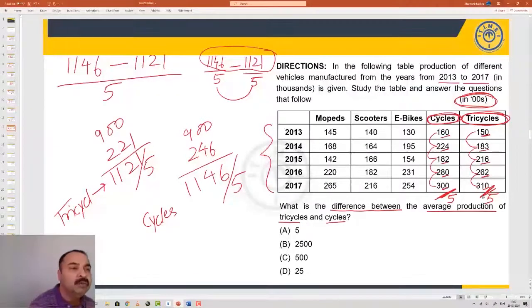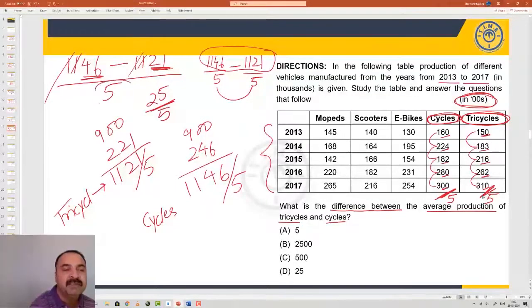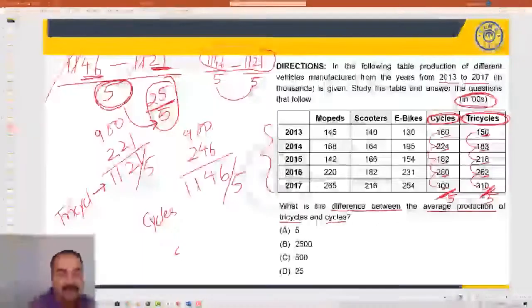So 1121 to 1146. 1000 and 1000 don't matter, they are the same. So 100 and 100 don't matter, they are the same. So 21 to 46, what is the gap? So once again, we will not subtract, we'll go ahead. 21 to 30 is 9, 30 plus 16 is 46, 16 plus 9 is 25. So the gap is 25. And that we will divide by 5. Remember this 5? That we will divide by 5, and that will become 5.